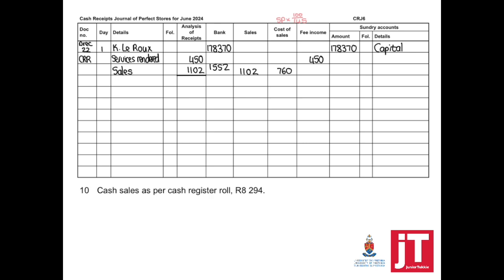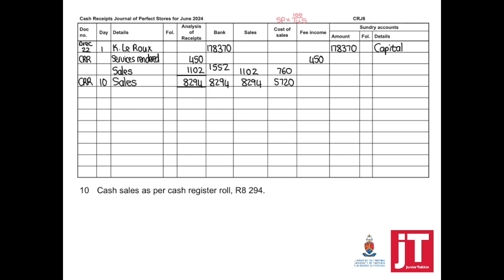Day 10, cash sales as per cash register roll, 8,294. This happened on day 10. Source document: cash register roll. Details: sales analysis. Sales 8,294, and for the cost, calculate it using the selling price times 100 divided by 145. That was the only transaction on that day, so we draw a line, and that's the amount that will reflect in my bank.